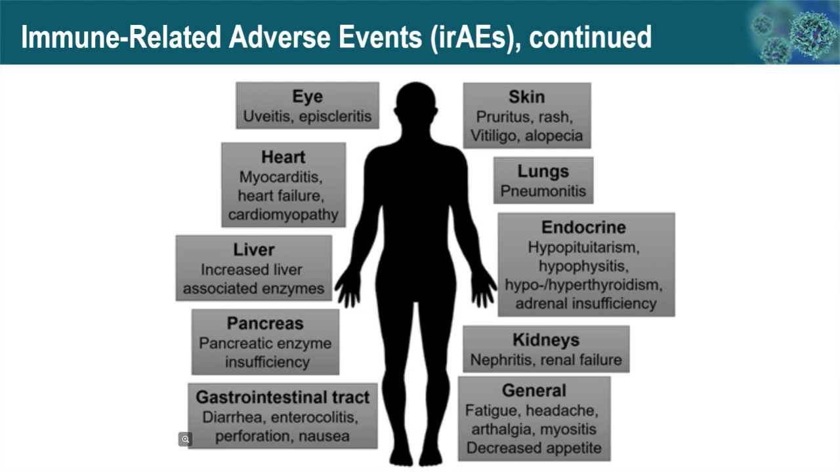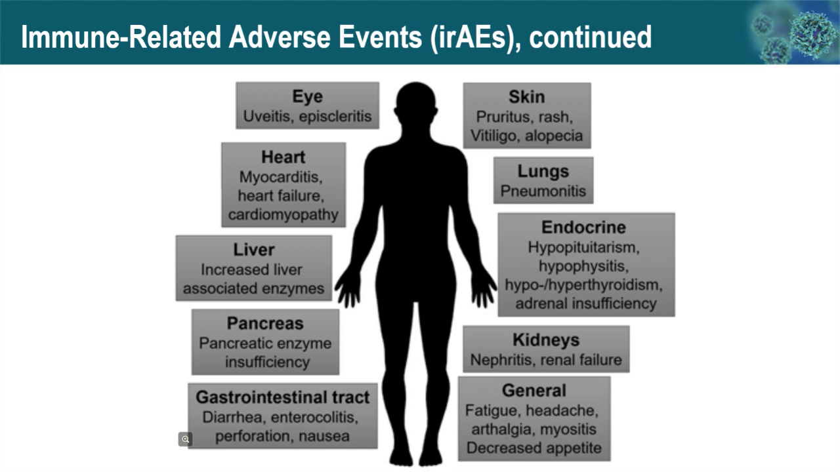So which organs are actually affected by immune-related adverse events? Immune-related adverse events can affect a variety of organs in the human body. The organs that can be involved are eye, where the side effects are uveitis and episcleritis. In skin, the manifestations are pruritus, rash, vitiligo, and alopecia. In the heart, myocarditis, heart failure, and cardiomyopathy have been reported. In the lungs, pneumonitis is a very common immune-related adverse event.